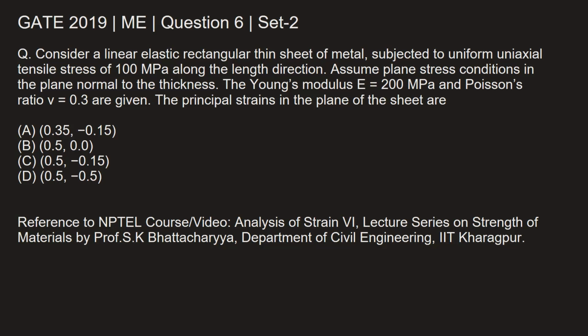These are given. The principal strains in the plane of the sheet are. So we have to find out the principal strains in the plane of the sheet. That is the strain in the direction of the axes that are falling in the plane of the sheet and not along the axis that is perpendicular to the plane of the sheet. To understand this better, we'll refer to the diagram.